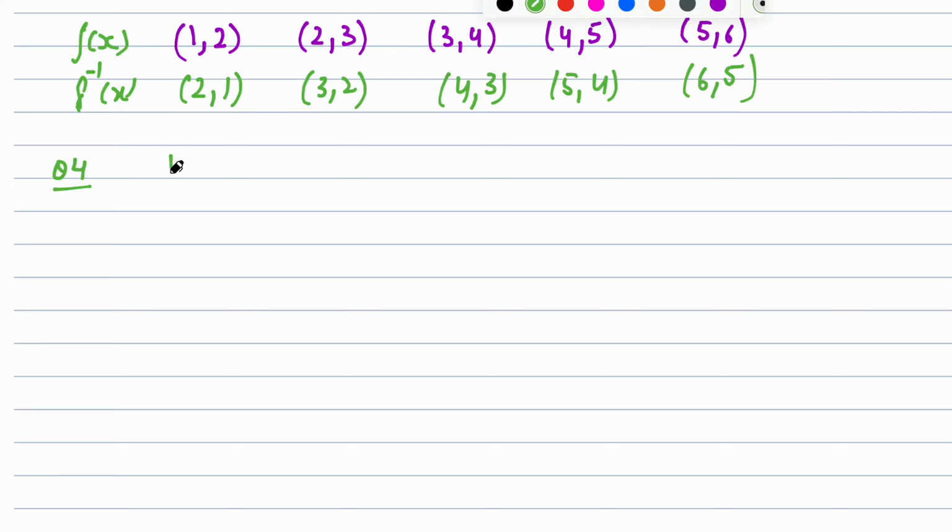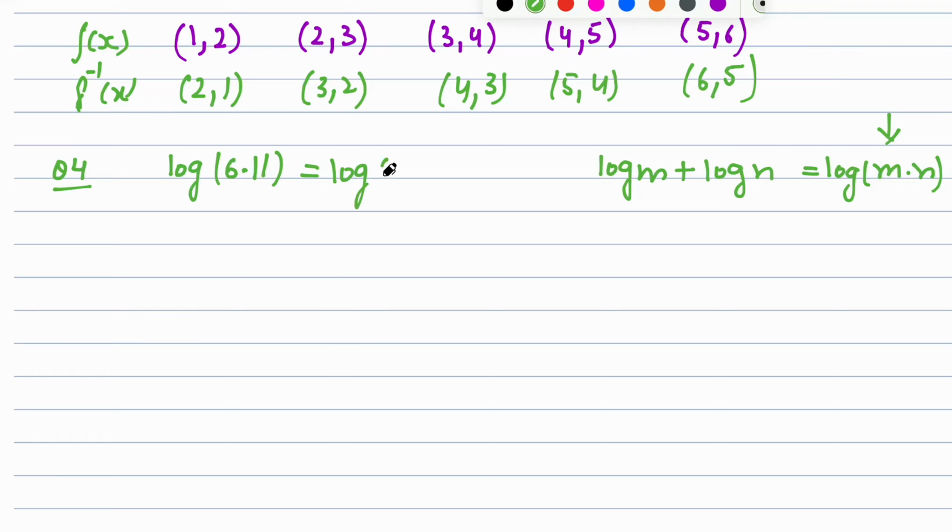Now my first question is log of 6 times 11. Now if I see the property log of m plus log of n is equal to log mn. This is our property, right? Now this side is given to us. That's okay. We will just convert them into the left hand side. So that will be equal to log of 6 plus log of 11.